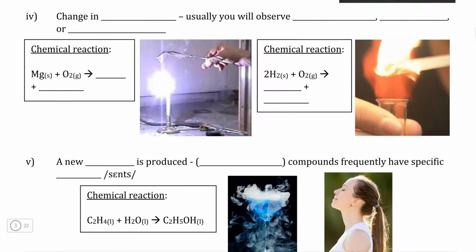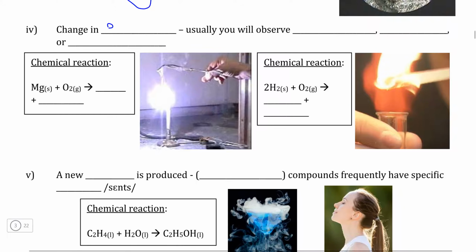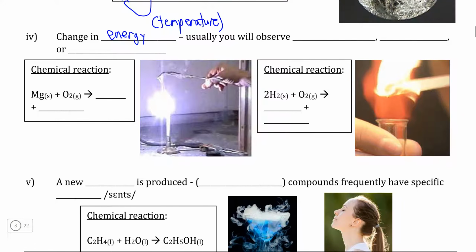The second to last observation that we can make is often the most exciting to witness and also potentially the most dangerous, and we can summarize this as being changes in energy, although a lot of people like to simply refer to them as changes in temperature, but that's a little bit too specific for this.